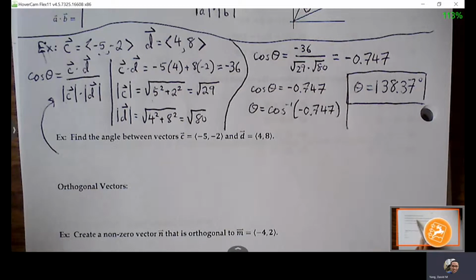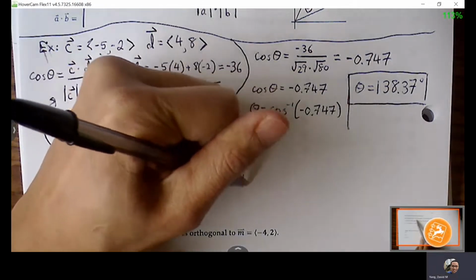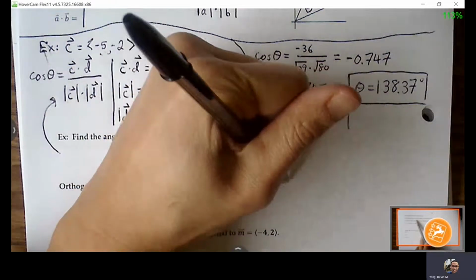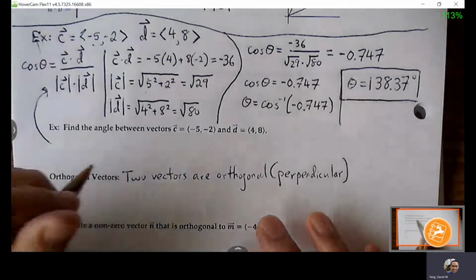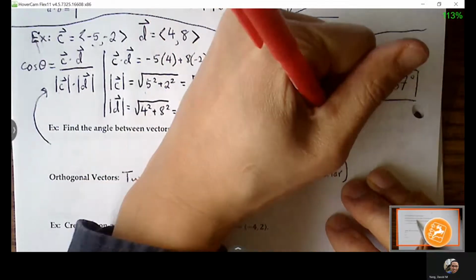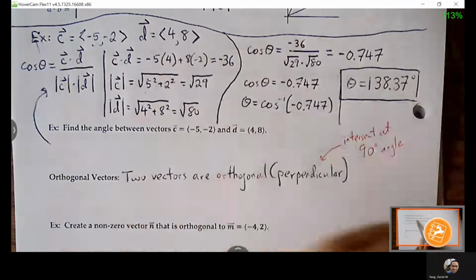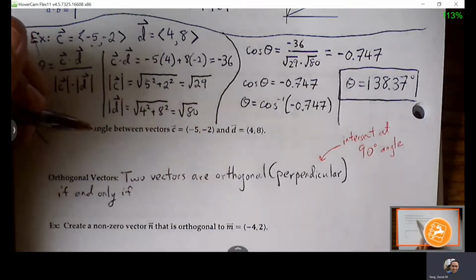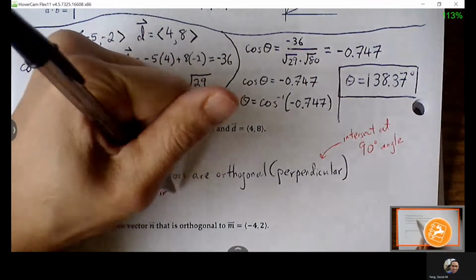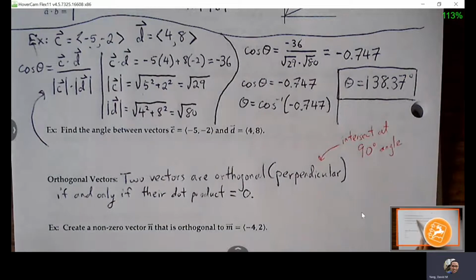Okay, so I have a definition here, orthogonal vectors. Orthogonal is another word for perpendicular. So that just means two vectors intersect at a 90-degree angle, if and only if their dot product is 0. So whenever you see two vectors that have a dot product of 0, you know that those two vectors are 90 degrees in relation to each other.